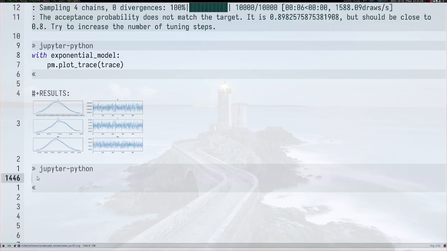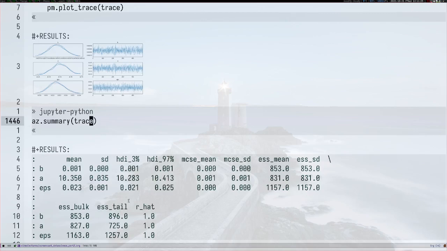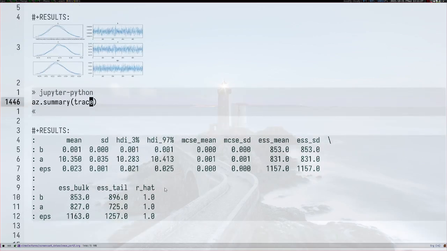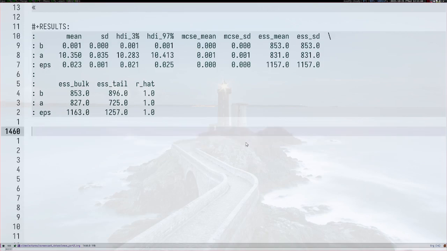So then a second check we can do is we can look at the table of the summary for trace. Yeah, so this is the table that we get. So one of the things we can look at here is whether the R hats are sort of all fairly close to 1, which seems to be the case. So here now I have my posterior values for A and B. So what we can do is now we can start predicting.